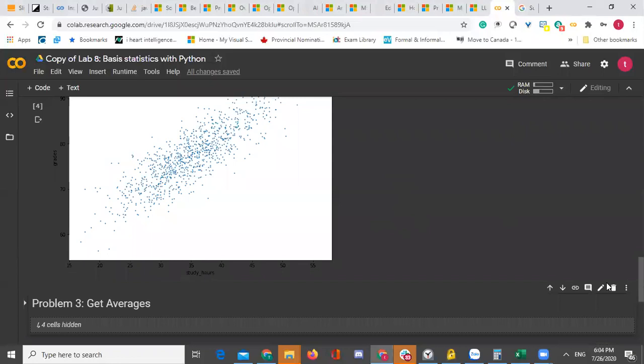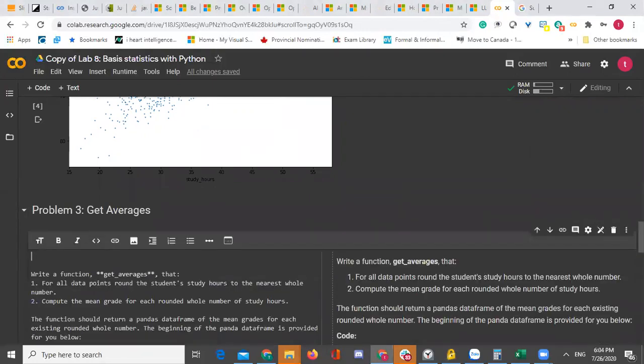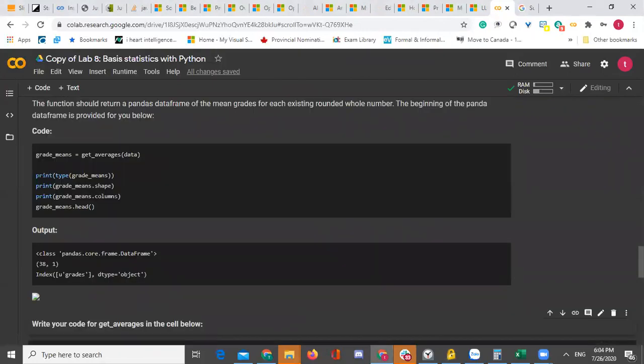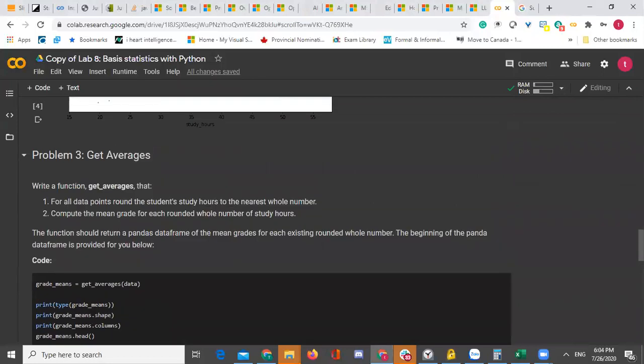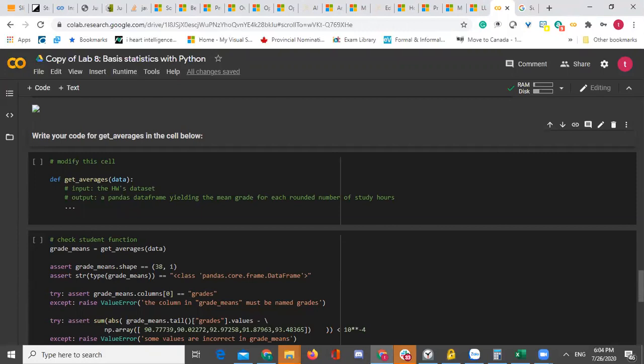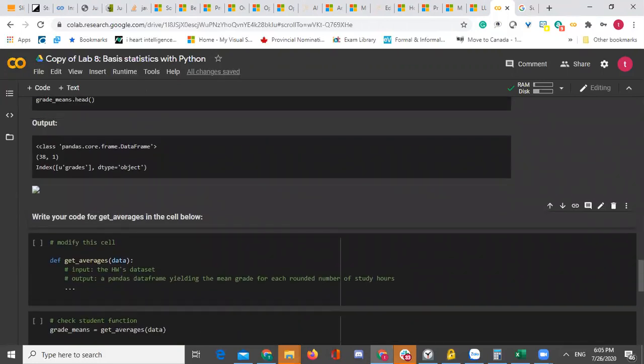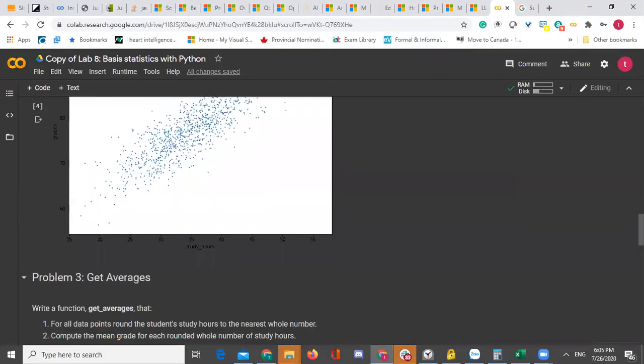Okay, so we plot this and let me see. Okay, so write the code to get an average in the cell below. So, oh, okay, I think I can input the data set.